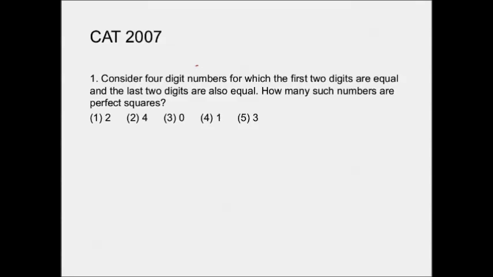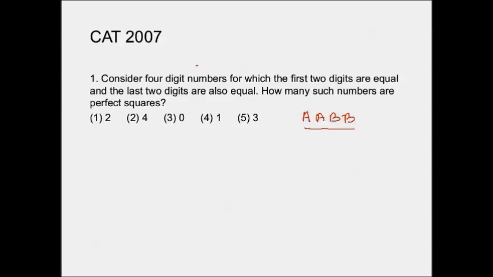This question says: consider 4-digit numbers for which the first 2 digits are equal and the last 2 digits are equal. How many such numbers are there? I think not many people got the right answer to this. Basically it's asking for numbers of the type AABB, and the numbers should be a perfect square. The first thing that comes to our mind is that it's a 4-digit number and a perfect square.